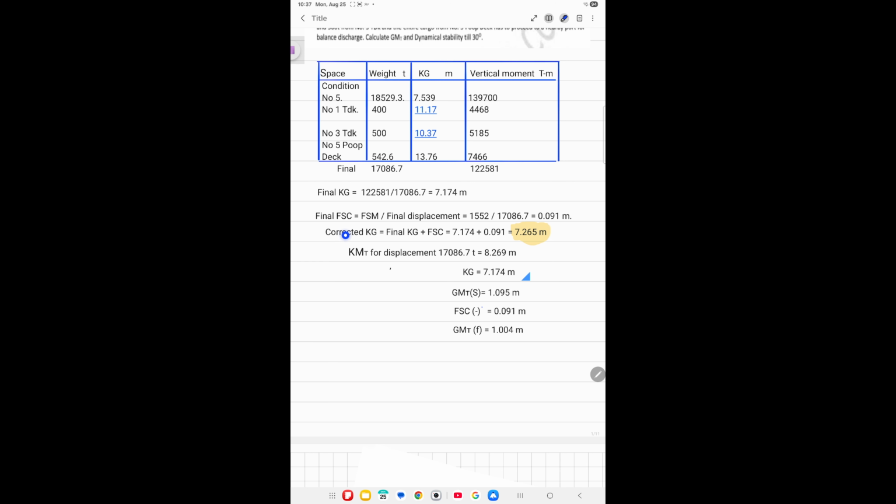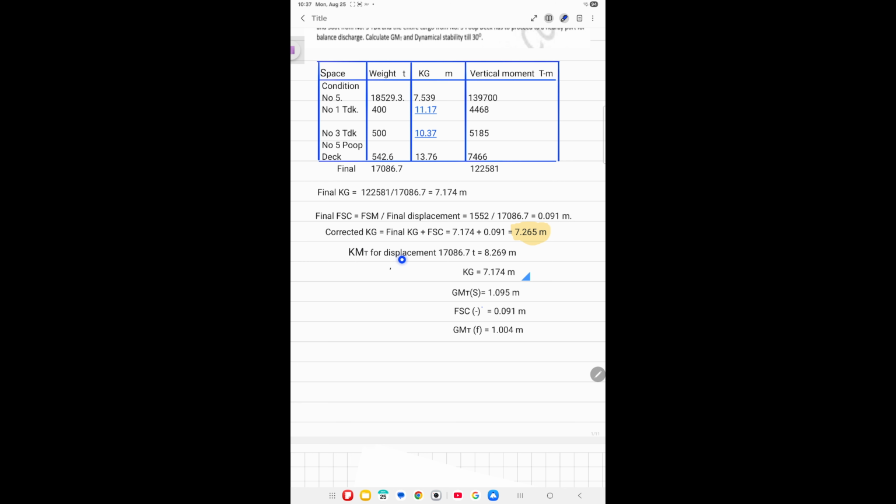Now, as I told you, for finding the GZ values, we need to use corrected KG. Corrected KG is final KG plus FSC. So, KG is this 7.174 and this is FSC 0.091. We add, so 7.265 meter. This is the corrected KG and this will be used for calculating GZ values.